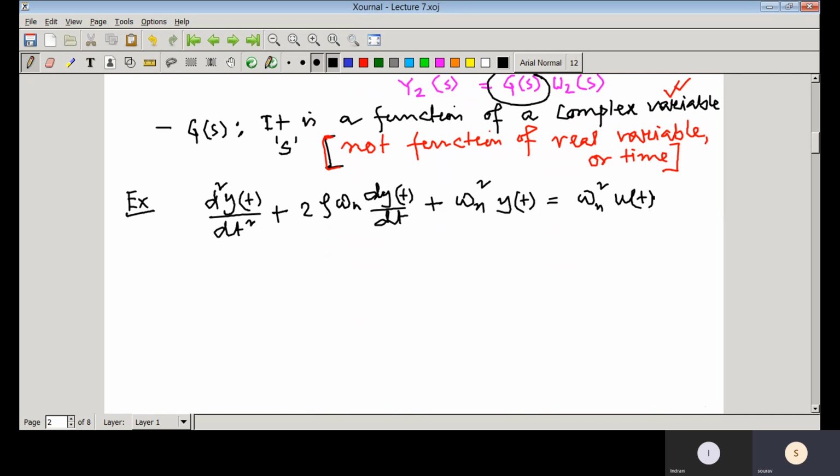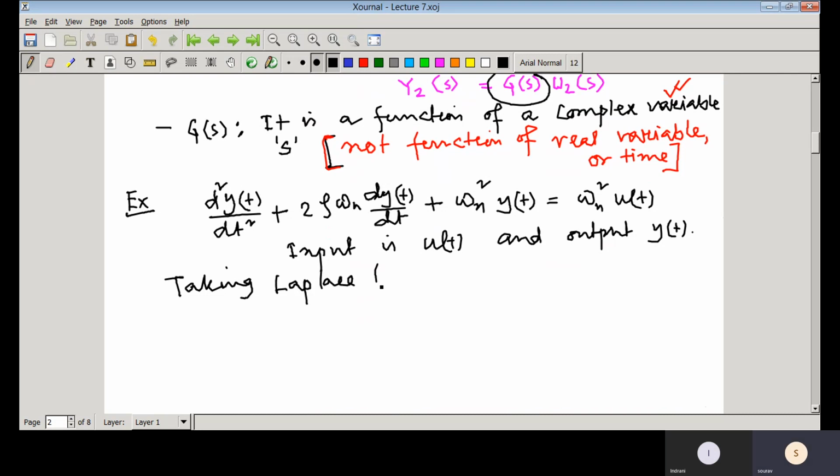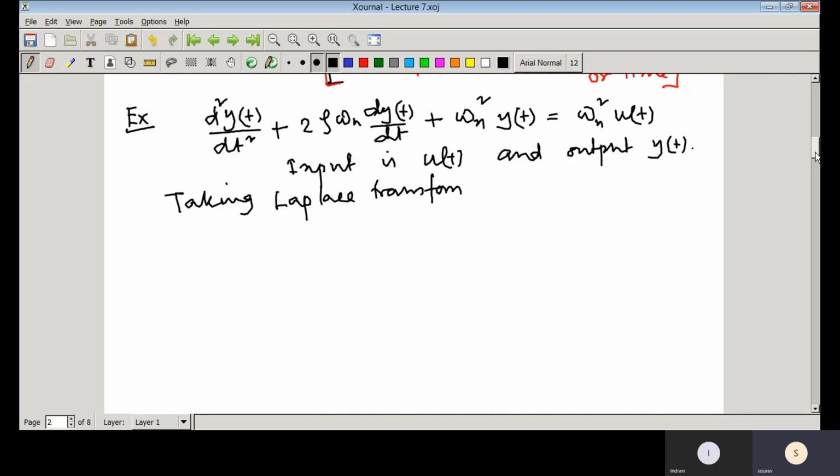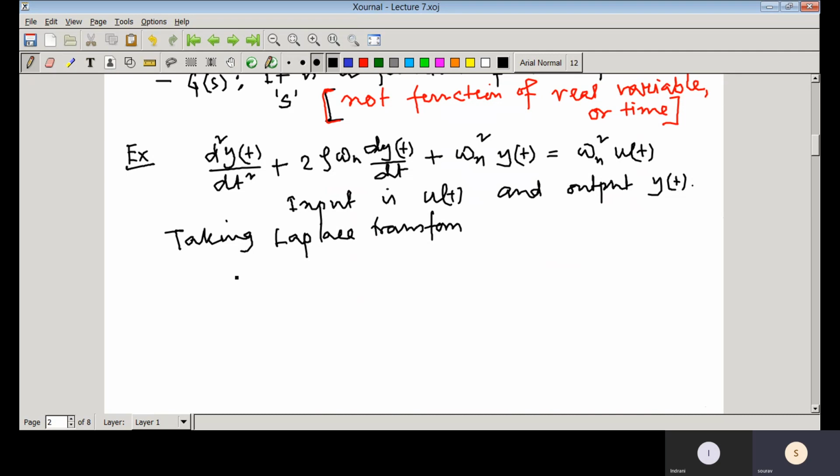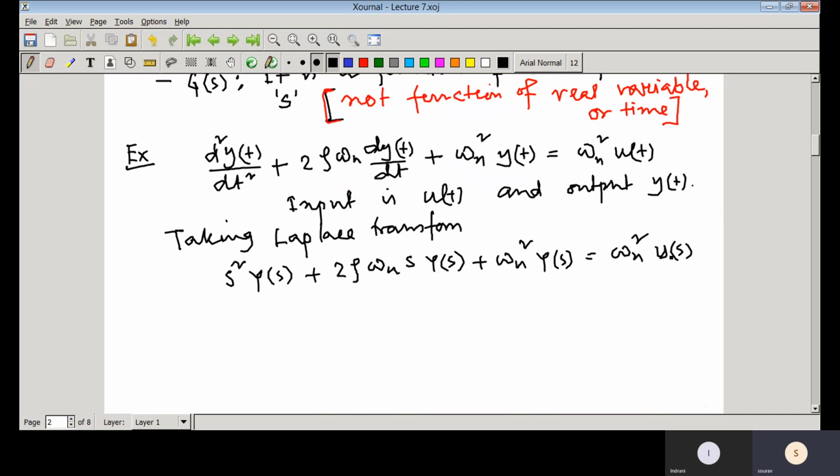we will be taking the Laplace transform, but before that, let us define what is u(t) and what is y(t). So the input is u(t) and the output is y(t). Now, if we take the Laplace transform, what do we get? Here we will get s square Y(s), now twice zeta omega n s Y(s), then omega n square Y(s), and here you get omega n square U(s). So keep it in mind that all initial conditions are zero.